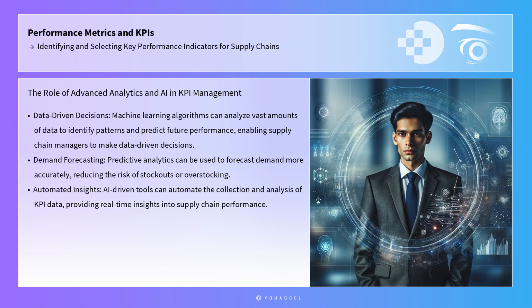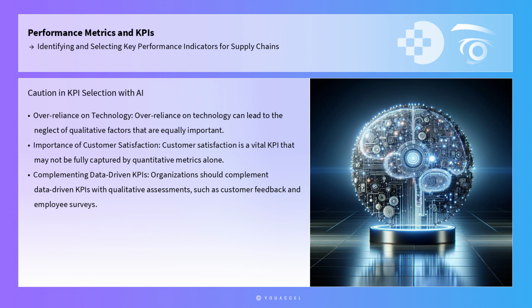Despite the advantages of using AI and advanced analytics, organizations must still exercise caution in their selection of KPIs. Over-reliance on technology can lead to the neglect of qualitative factors that are equally important. For instance, customer satisfaction is a vital KPI that may not be fully captured by quantitative metrics alone. Therefore, organizations should complement data-driven KPIs with qualitative assessments, such as customer feedback and employee surveys, to gain a more comprehensive view of supply chain performance.